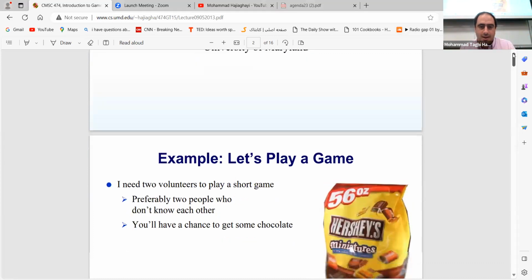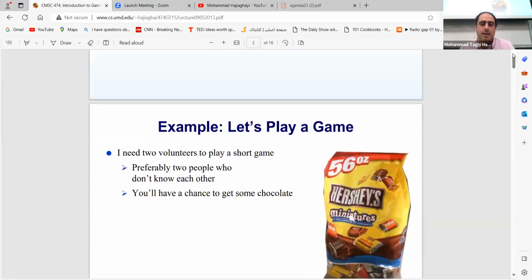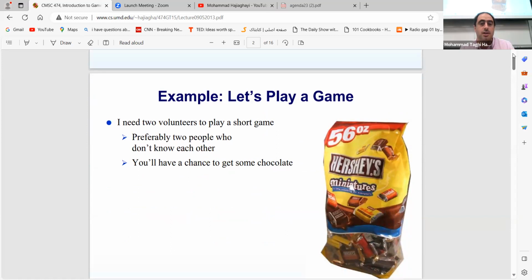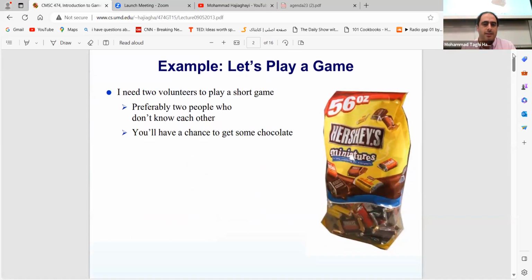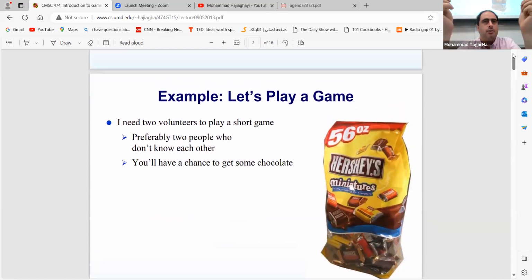Now, here I wanted to play some game. This is actually interesting. We will run it here in the class. What is the game? I need two volunteers. I think for the people on Zoom, it will be harder, so the people from the class. Yeah, already we have two. These two people are coming. They don't know each other. Do you know each other? Okay. We will talk even when you know each other or you don't know. And you have a chance to get some chocolates.